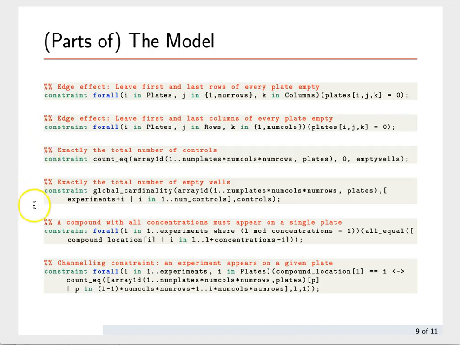We are accounting, of course, that we have exactly the number of controls that we are placing, and that every experiment happens once and at most one. We're checking that all the concentrations per one replica happen in only one plate. And we finally have the channeling between the two models that I initially talked about, between having each experiment on each plate and then knowing in which plate each experiment is happening.